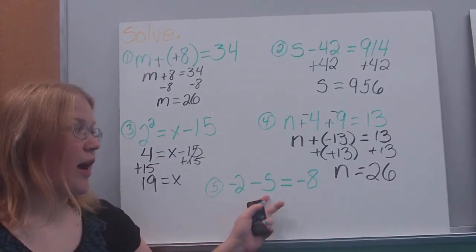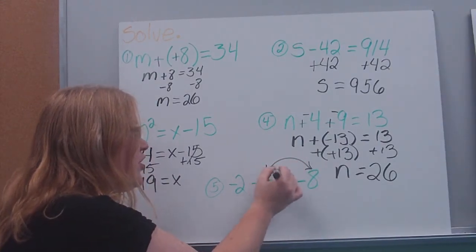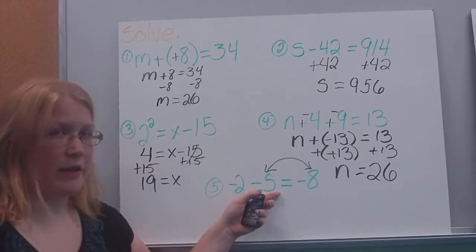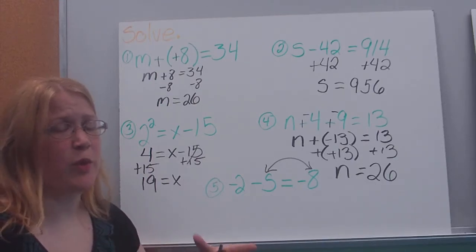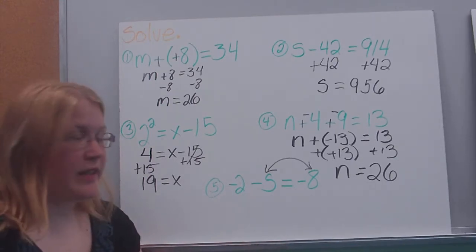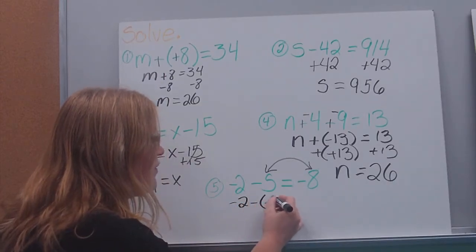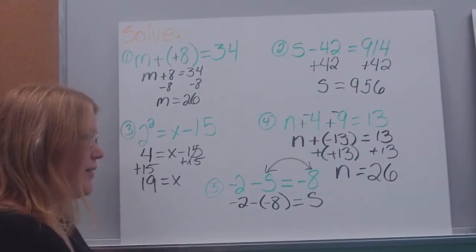So let's take a look. Here is the one where I showed you the trick with the fact families that tells me I can flip-flop these two and still have a true statement. Here I'm subtracting the variable. This would be very difficult to solve, and it would become a multi-step equation, which we don't want right now. We'll take a look at those later. So I'm just going to flip-flop my two numbers here. I'm going to have 2 minus negative 8 is equal to s.